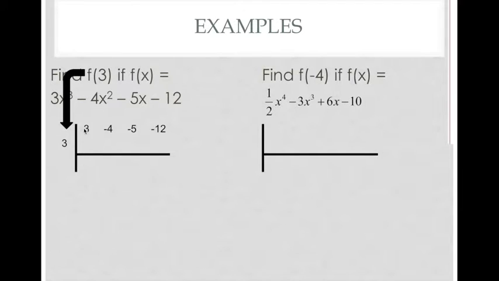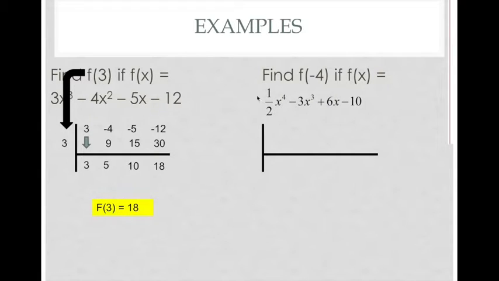In synthetic division, the first thing that we do is bring down our first coefficient, so 3. Then we multiply. 3 times 3 is 9. -4 plus 9 is 5. 3 times 5 is 15. -5 plus 15 is 10. 3 times 10 is 30. -12 plus 30 is 18. So our remainder here is 18. So f of 3 equals 18.